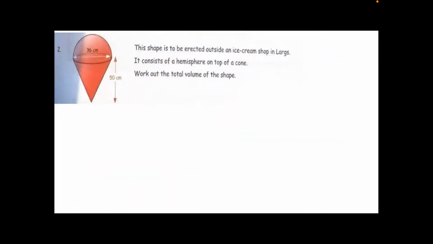Okay, time for question 2. So this shape is to be erected outside an ice cream shop in Largs. It consists of a hemisphere on top of a cone. We need to work out the total volume. So again, we've got the hemisphere at the top and the cone at the bottom.